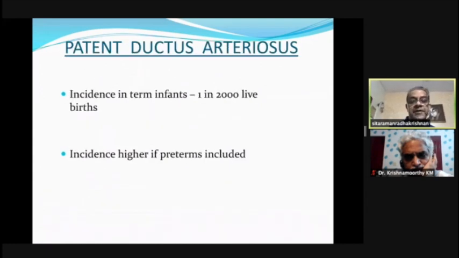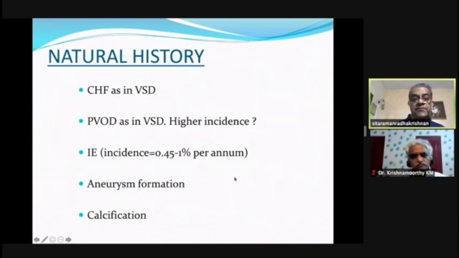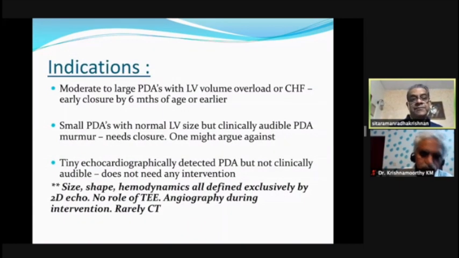This is about patent ductus arteriosus, natural history, similar to that of ventricular septal defect. However, some group says that pulmonary vascular obstructive disease is probably higher in large patent ductus arteriosus compared to VSD. Incidence of infective endocarditis is very rare. Aneurysm formation may occur, very rare. Calcification is almost always seen in the adult population. The indications are for moderate and large PDAs with LV volume overload or heart failure.